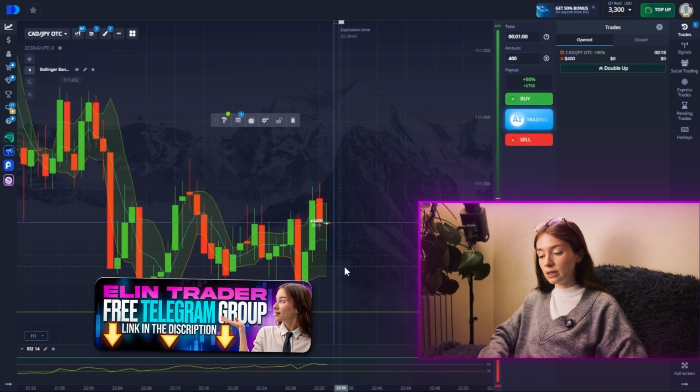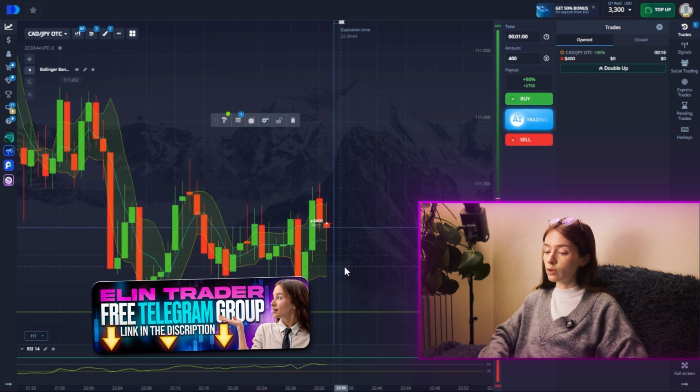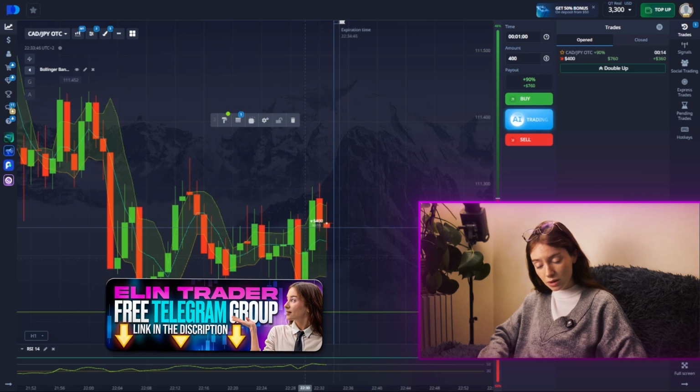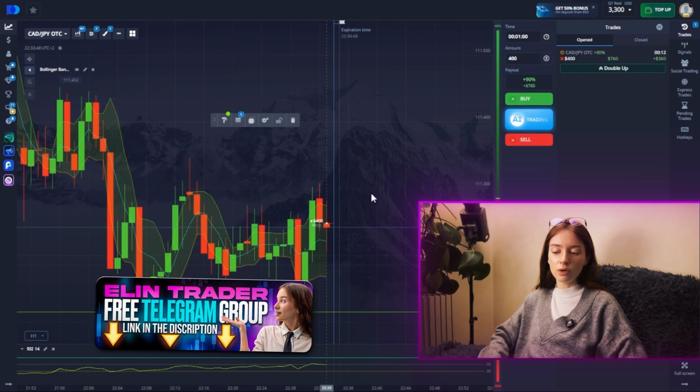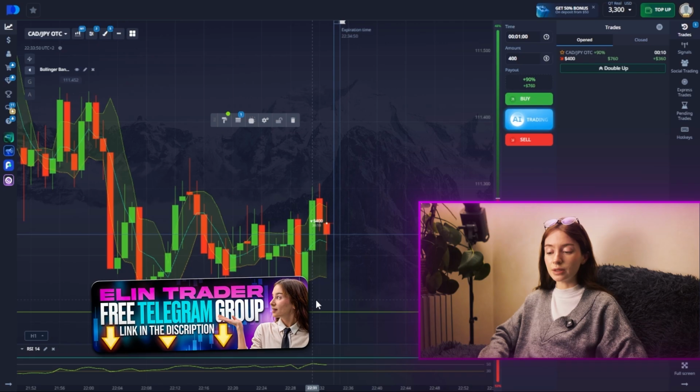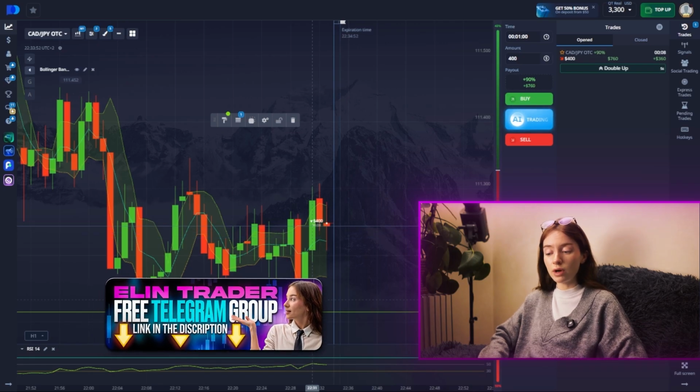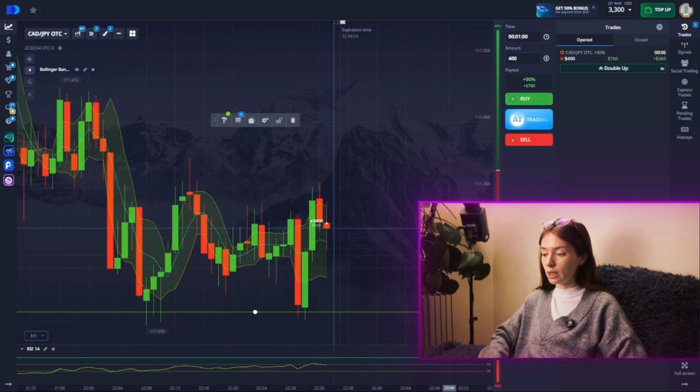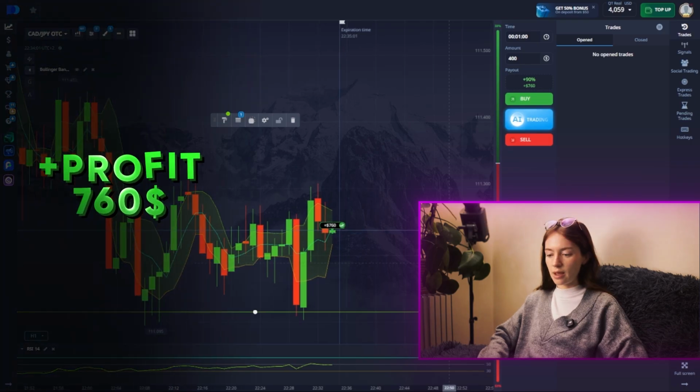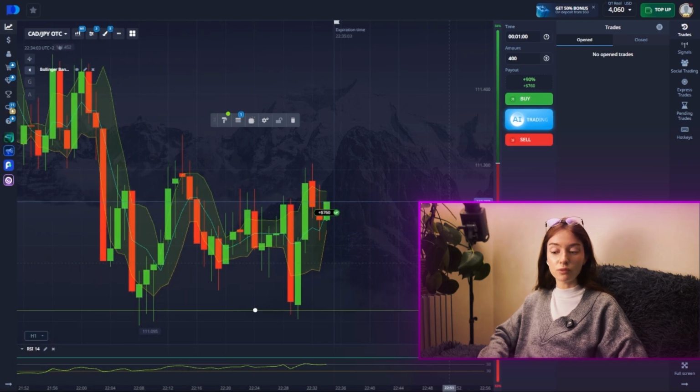Pay attention, in a trend I trade in the direction of the market. In counter-trend trades, I only trade after confirmation. The indicators and the overall chart confirm possible overheating, so I entered a sell against the trend. Now we see a candle moving down, some pulsation, and yeah, we close in profit. As you can see, we earned 360.